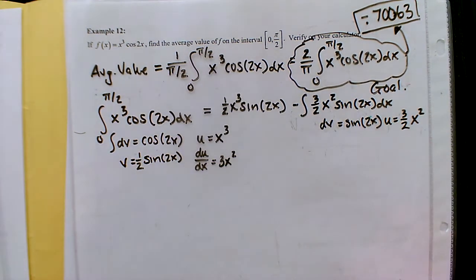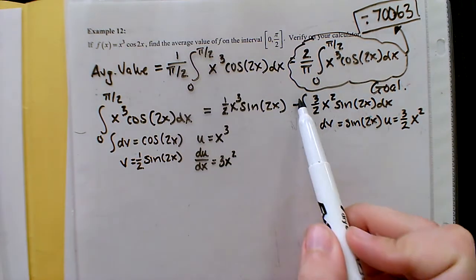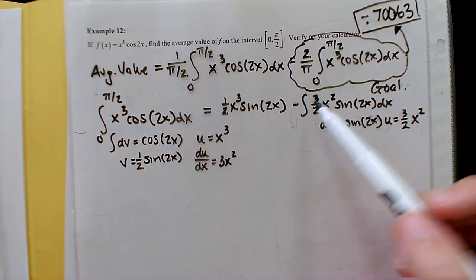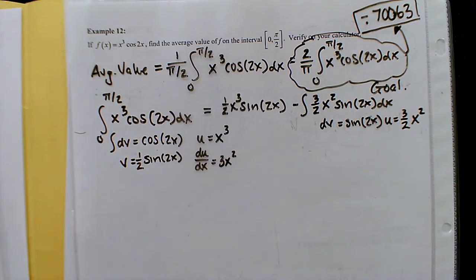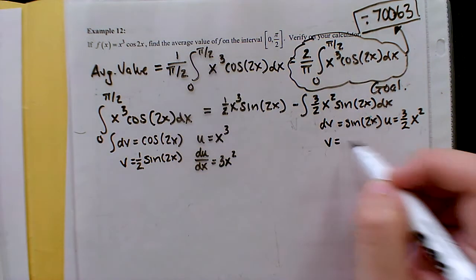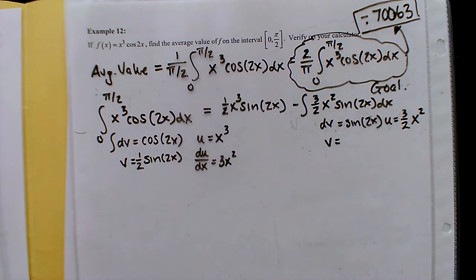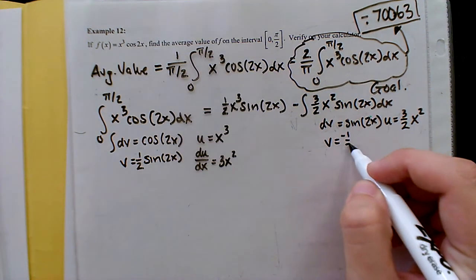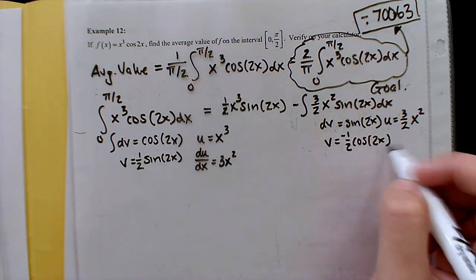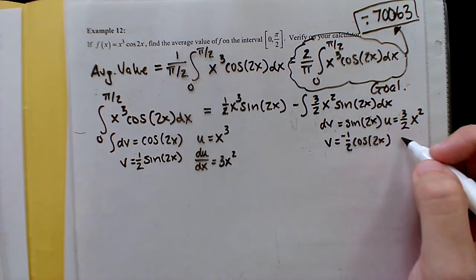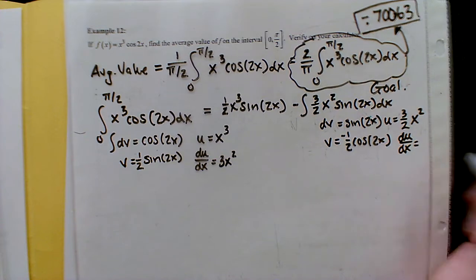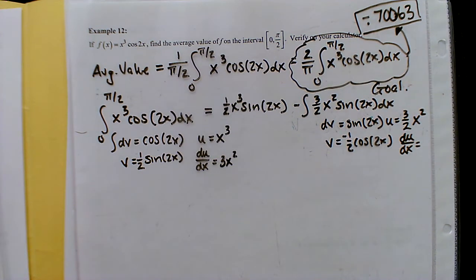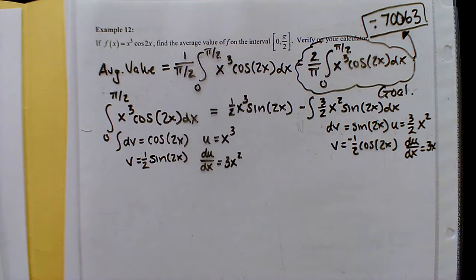Are we able to move it through, as well as the coefficient in front of the integral? In front of what? The integral? Yes. If you wanted to move it out there, that's fine, but you would have to eventually distribute it in. So it's completely up to you as long as you keep the algebra organized. Okay? If we work backwards from dv, we'd have a negative 1/2 cosine of 2x, and du over dx, we would have 3x.